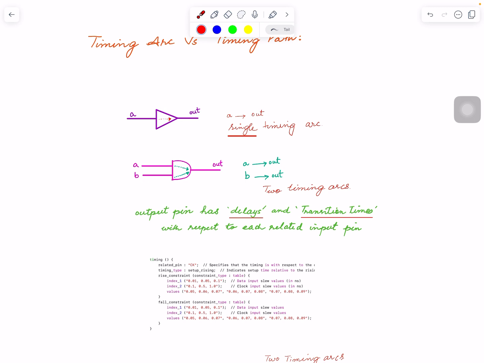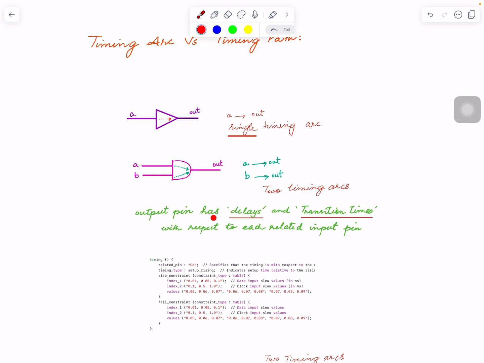Once we have this capacitance and this transition time, through the standard cell library reading, the tool will determine the transition time here and will also determine the delay. Does this signal appear at the same time as this one, or does it appear a bit late? And if it's late, how much late? Exactly the same information is available with respect to pin B.